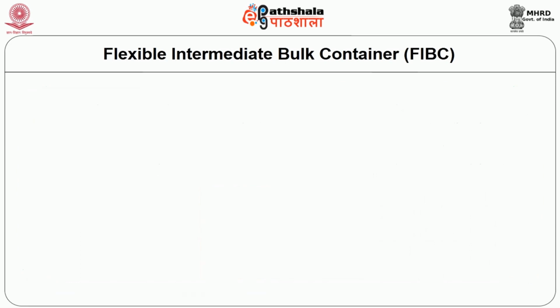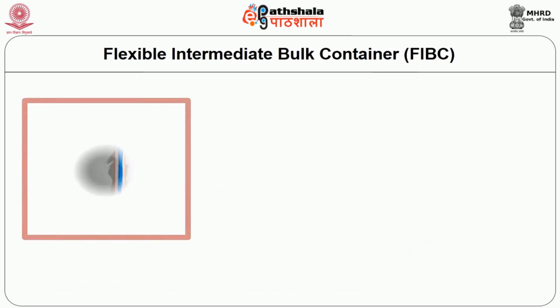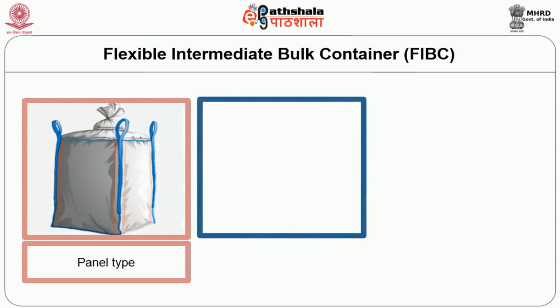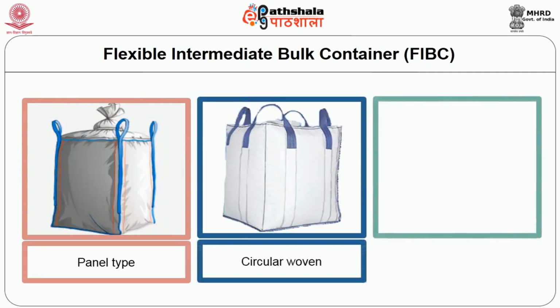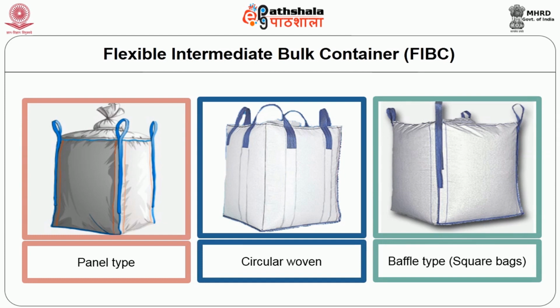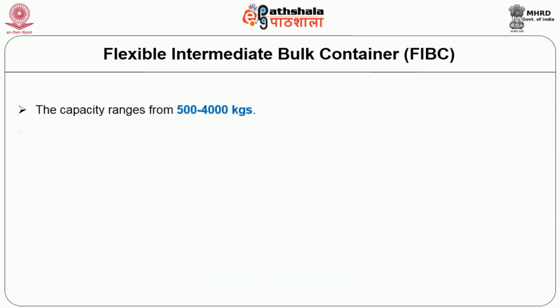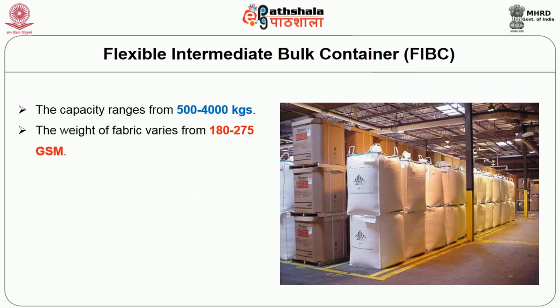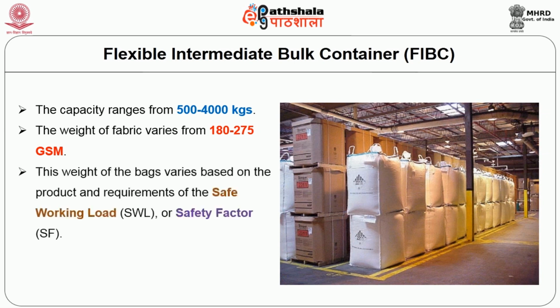The main coating given is UV finish when products are stored in sunlight. Panel type, circular oven and BAFTA type square bags are three types of FIBC bags. The capacity ranges from 500 to 4000 kg. The weight of the fabric varies from 180 to 275 GSM. The weight of these bags varies based upon the product and the requirement of safe working load and safety factors.